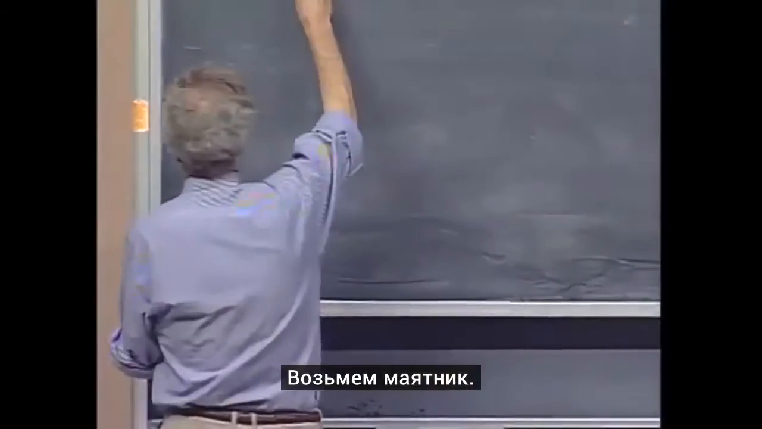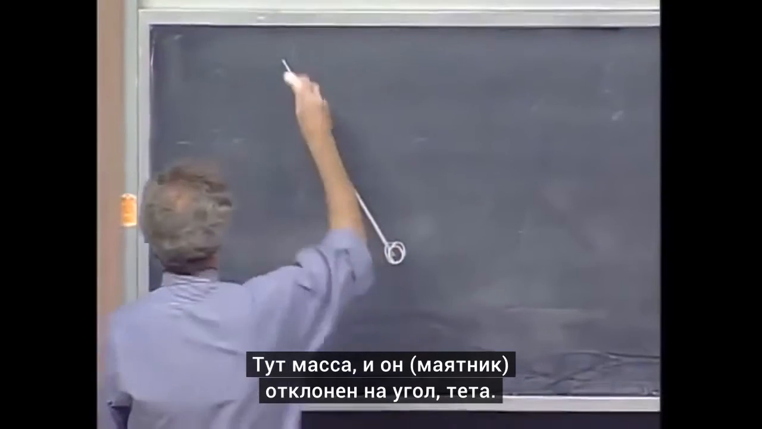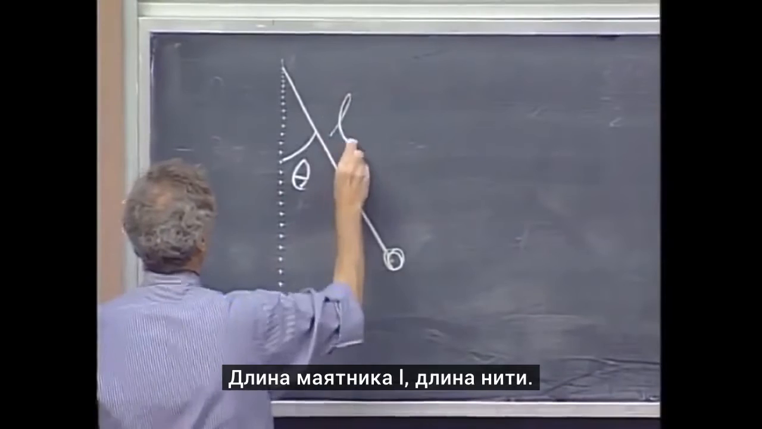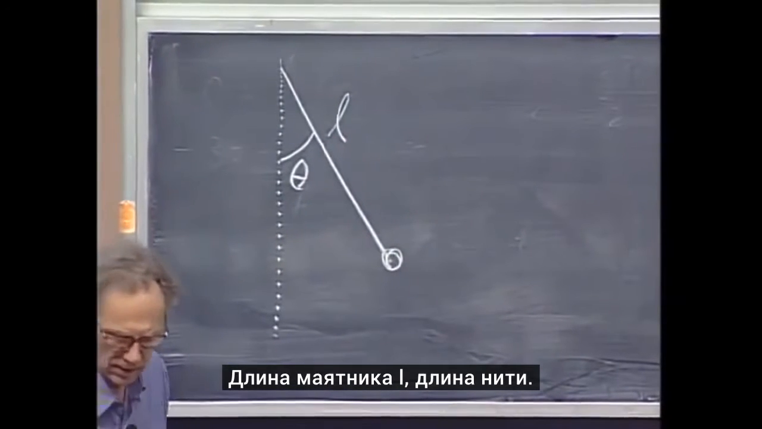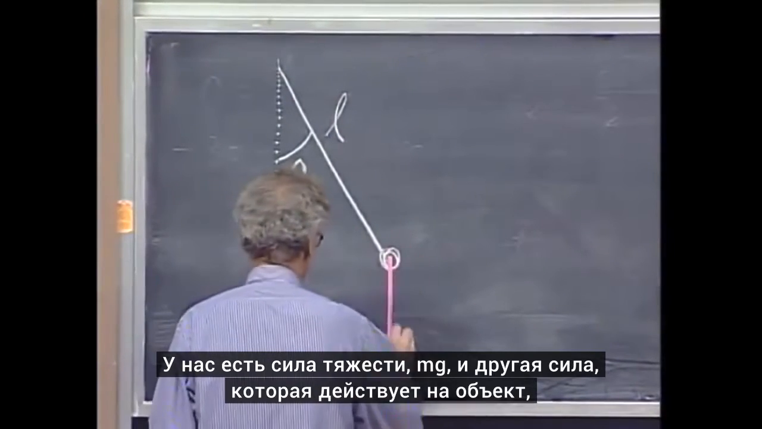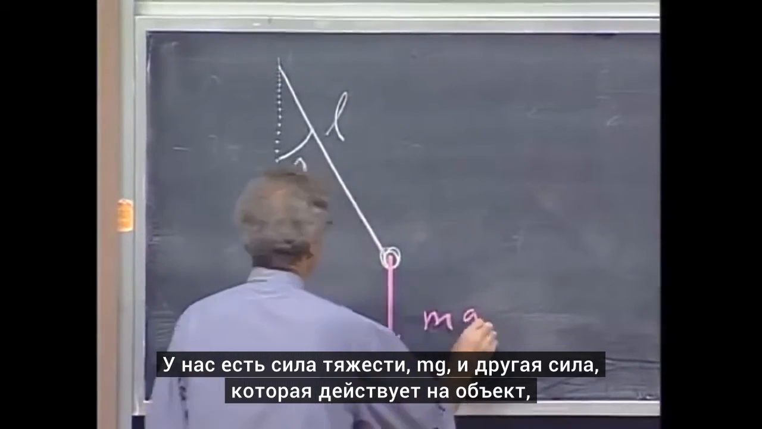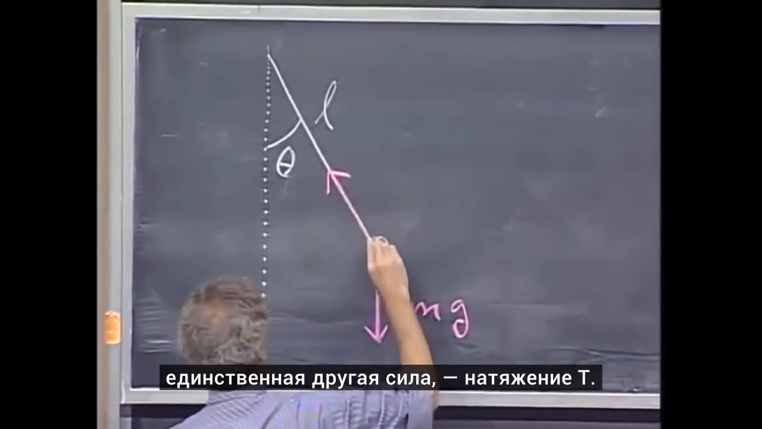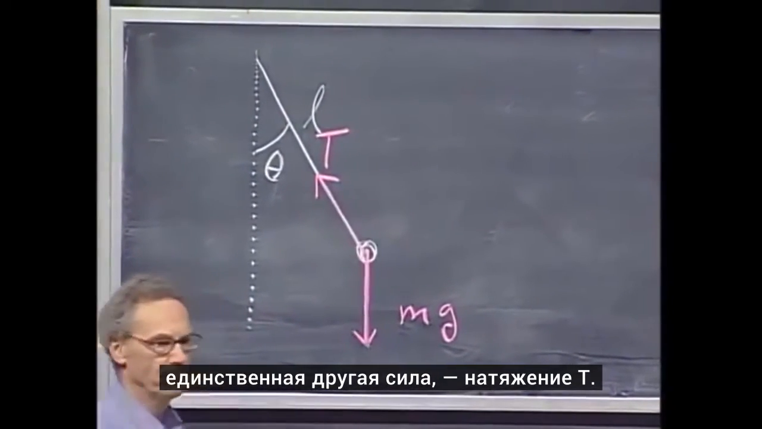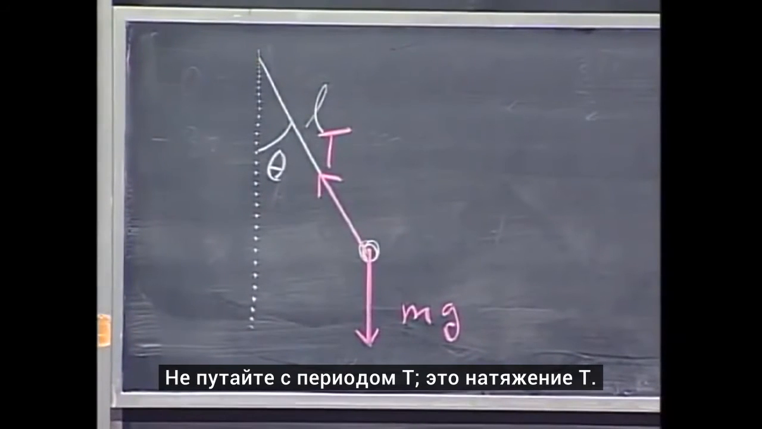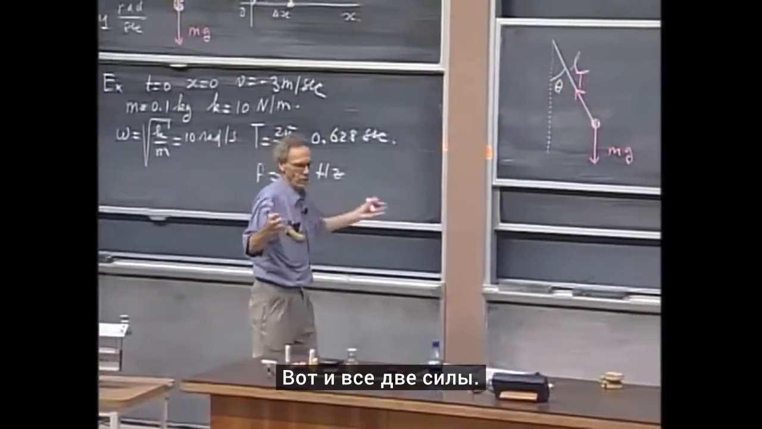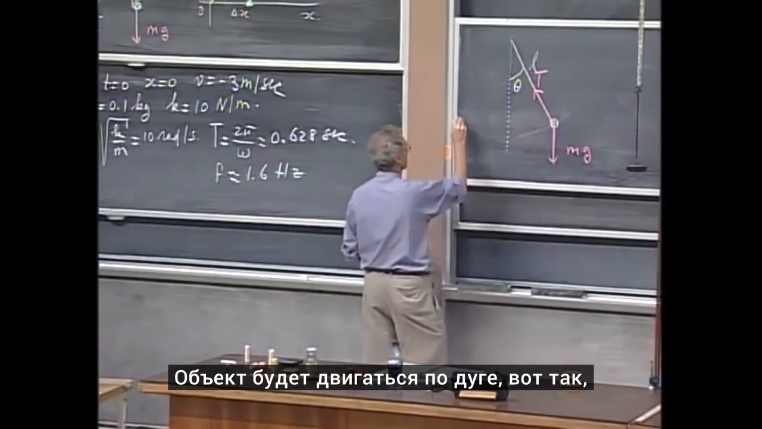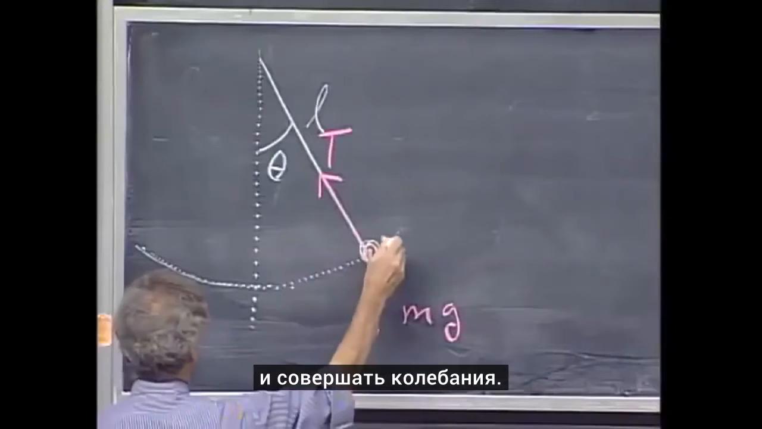Here is the pendulum. Here's the mass, and it's offset at an angle theta. The length of the pendulum is L, the length of the string. There is gravity here, mg, and the other force on the object, the only other force, is the tension T. Don't confuse that with period T, this is tension T, it's in newtons. Those are the only two forces, there is nothing else. The thing is going to arc around like this, and it's going to oscillate.